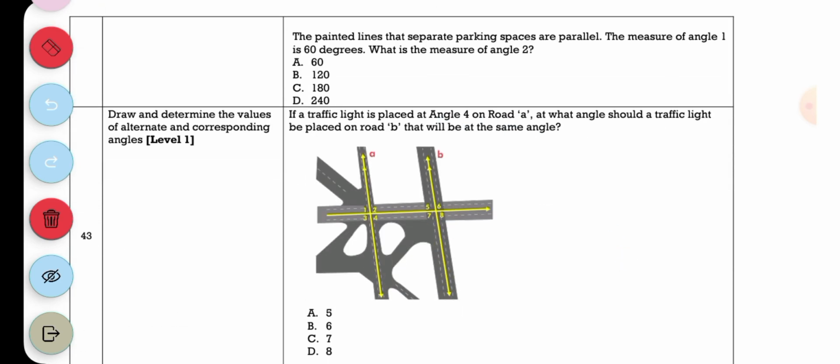You also have another question on angles again. If a traffic light is placed at angle 4 on road A, what angle should a traffic light be placed on road B at the same angle? To give you the same angle, you have to place it at 8. So the answer to this one is D.